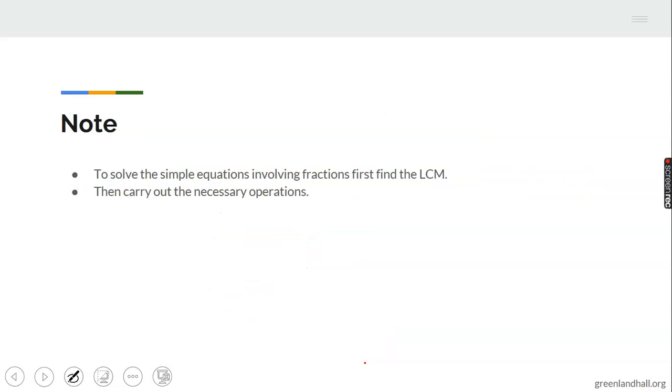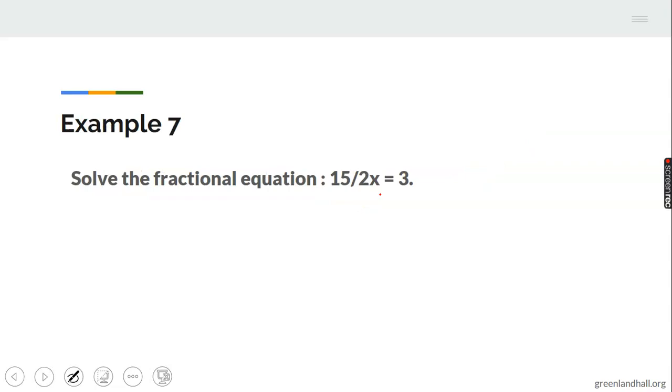To solve the simple equations involving fractions, first find the LCM. That is the most important thing. And it's just our normal LCM that we use in solving fractions. You know, in our JSS1, you were taught how to solve fractions. 1 over 2 plus 1 over 3, find the LCM, 6, and this and that. Then carry out the necessary operations. That is, the operation can be what? Multiplication, can be division, can be addition, can be what? Subtraction. That is the meaning of the operation that we are talking of there.